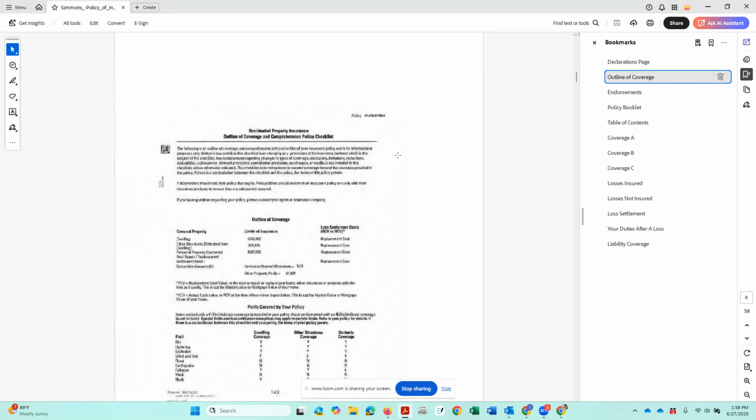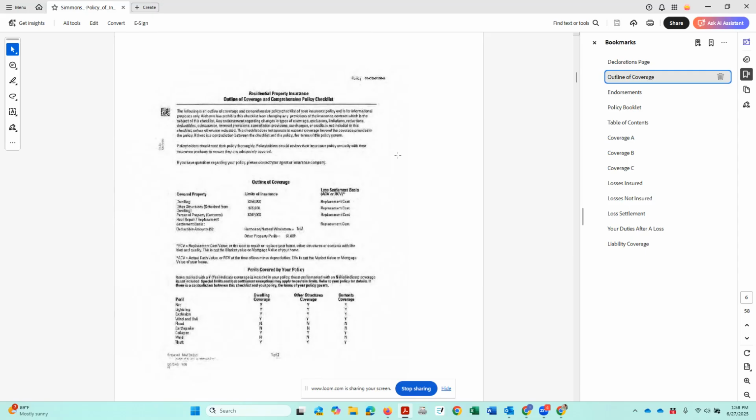This next page is called an outline of coverage, and this is a form that the insurer is required to provide by Alabama law. Unfortunately, it's not binding on the insurer. It can be a good summary, but I wouldn't count on it.